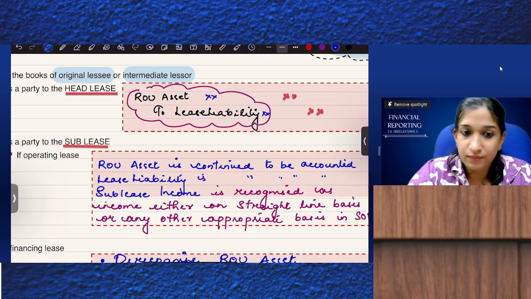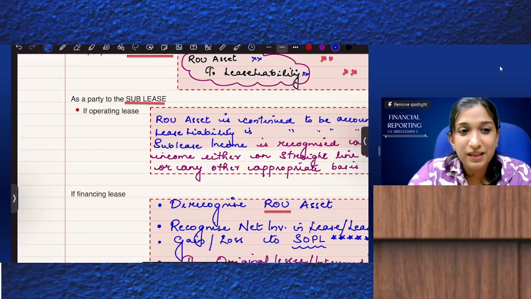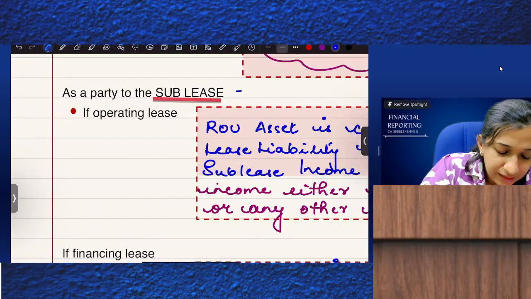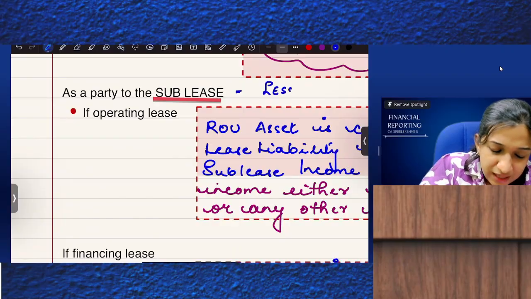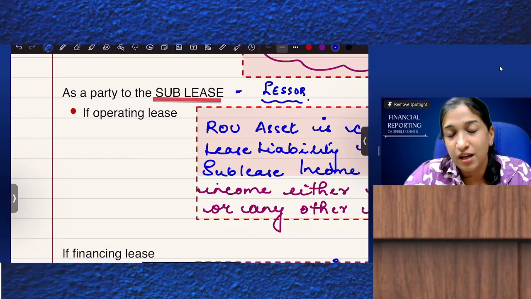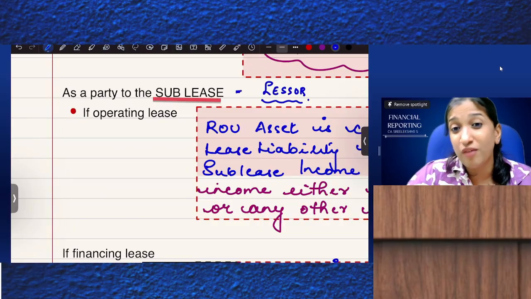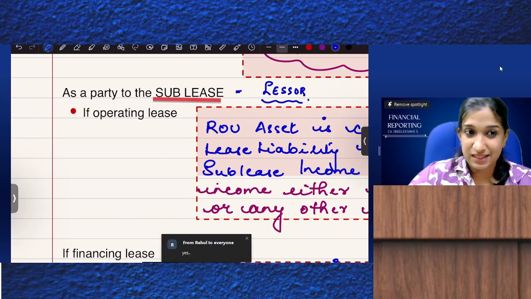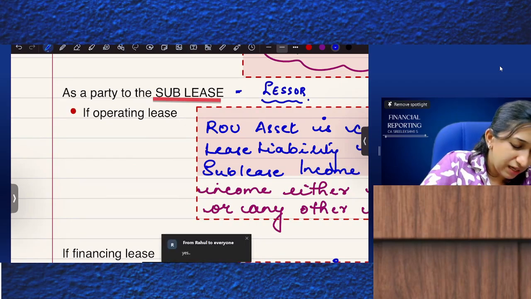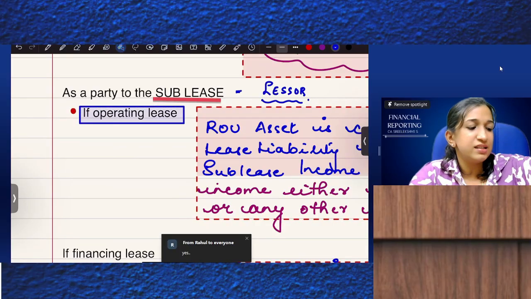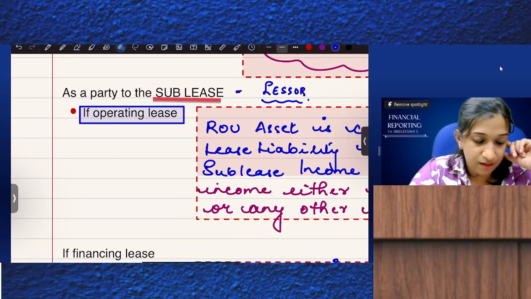If you are a party to the sublease, your character has changed to that of lessor. Yes or no? When you become a party to the sublease, your character has changed to a lessor. You were a lessee before, but now you have become a lessor. So in the books of lessor, identify at the inception date whether it is operating lease or finance lease.